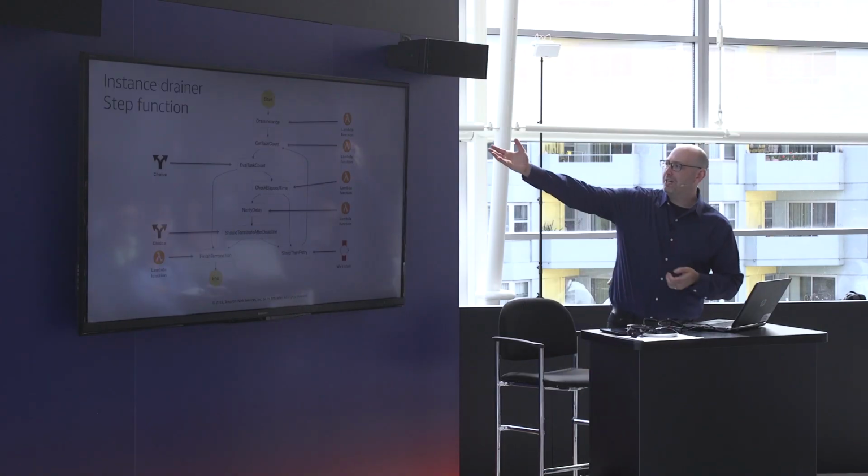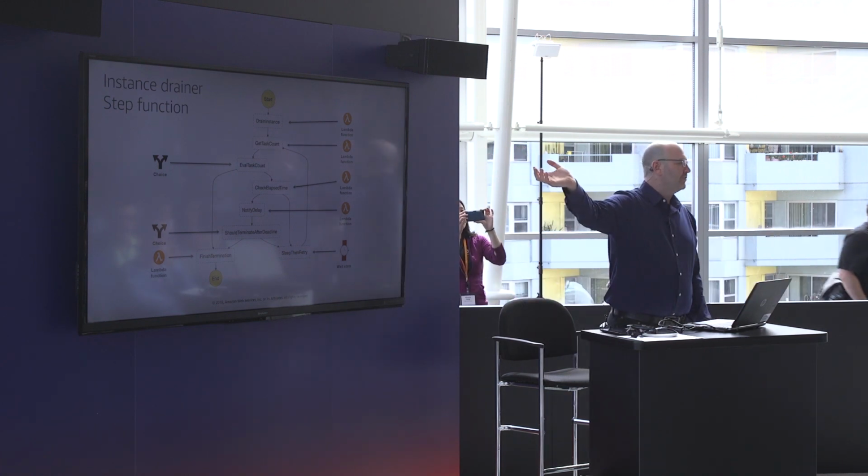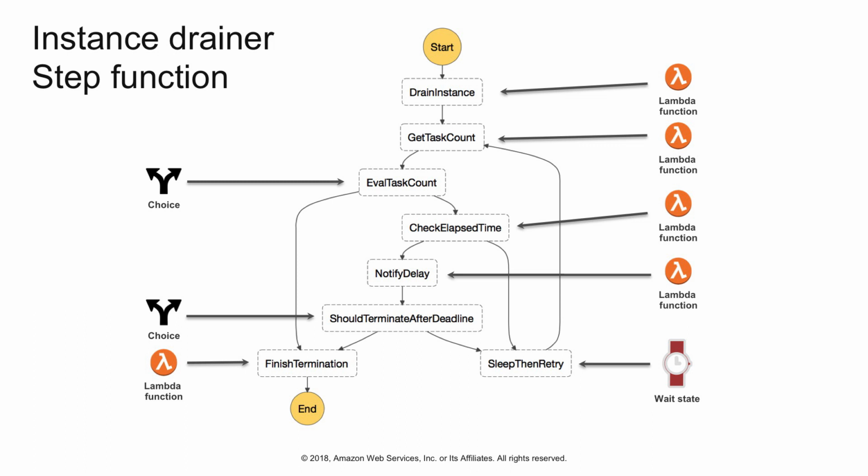So here's an example of what a relatively simple instance draining step function looks like. I'm going to walk you through it a little bit. The start node is drain instance. What drain instance is, is a Lambda function that, through the ECS API, tells the instance that's being terminated to go into draining state.